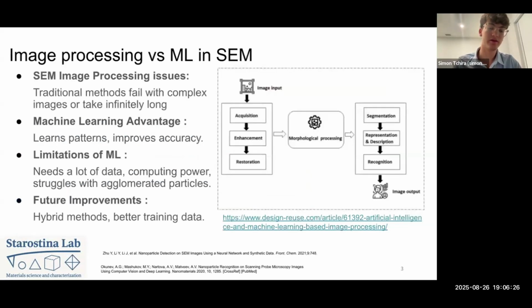Scanning electron microscopy is useful for analyzing small materials, but its images are difficult to process. Commonly used methods like edge detection struggle with dense or complex images. Machine learning, especially convolutional neural networks and You Only Look Once models, can detect nanoparticles by learning from large datasets. These models are more accurate and scalable, but they need labeled data and strong computing power. While effective, their accuracy drops in dense settings. However, by combining traditional methods, machine learning, and synthetic images, detection is improving.